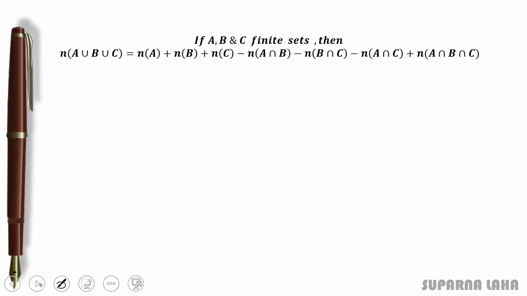If 3 sets are given, how will we use the union and intersection of these 3 sets? Here is the formula. The number of elements in A union B union C is given by the number of elements in A plus the number of elements in B plus the number of elements in C, minus the number of elements in A intersection B, B intersection C, and A intersection C, plus the number of elements in A intersection B intersection C.